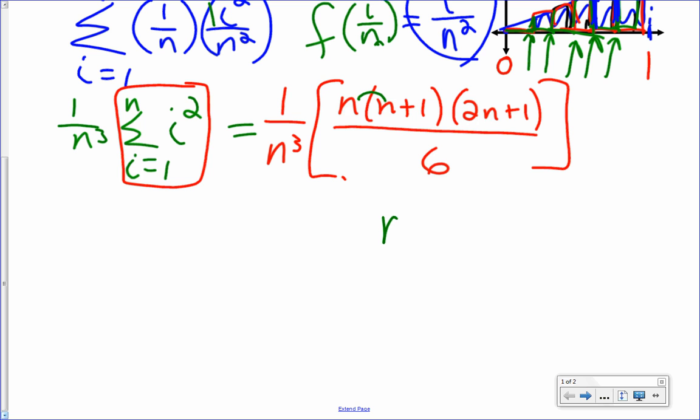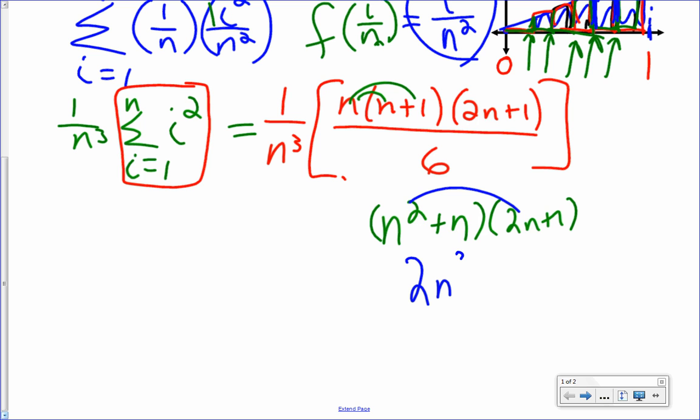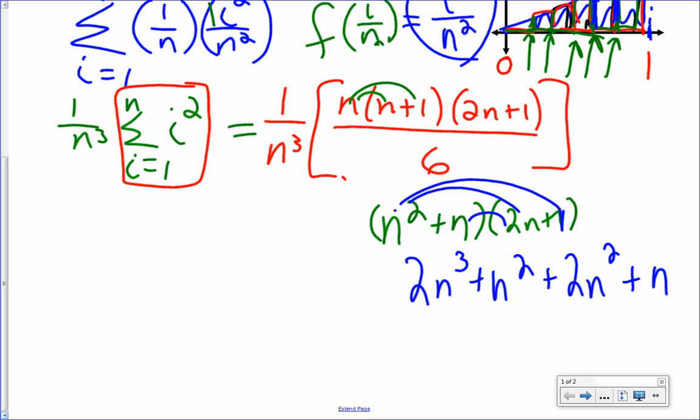So if I do this as n squared plus n, are we in agreement with that? And then it's also times 2n plus 1. That's a plus 1. I'm not going to worry about the denominator just yet. Let's worry about the numerator. 2n to the third. Again, this is a 1, remember. Plus n squared plus 2n squared plus n.